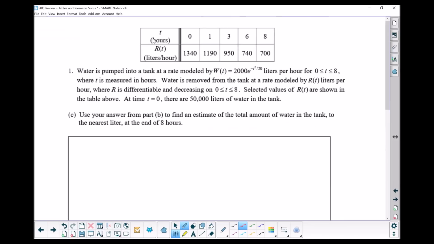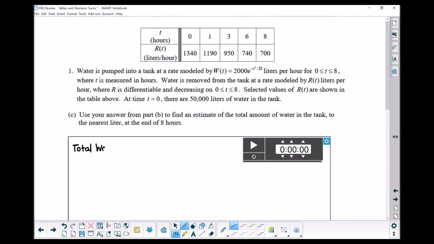You'll notice that I've retyped the stem of the problem on this particular page so you don't have to flip back and forth. So now we're going to use the answer from part B to find an estimate of the total amount of water in the tank to the nearest liter at the end of 8 hours. So we have to think about total water. I don't really have a variable name for that, so I'll just call it total water if you want to do that. All right, so let's think about this. Total water at when? Oh, at time 8.